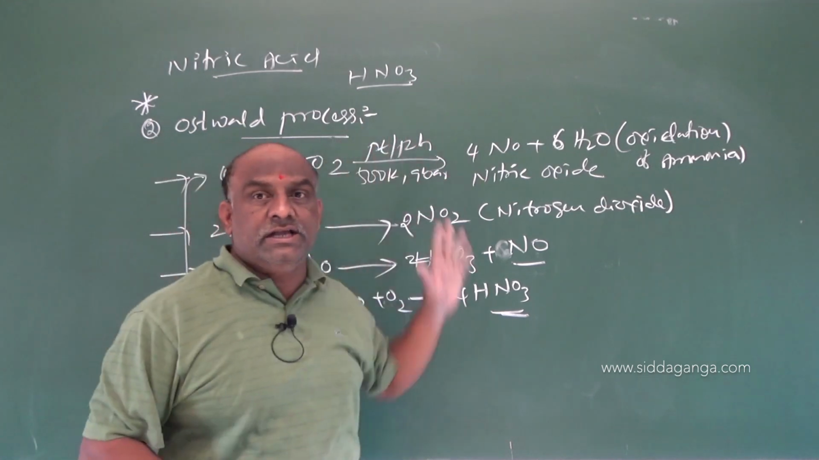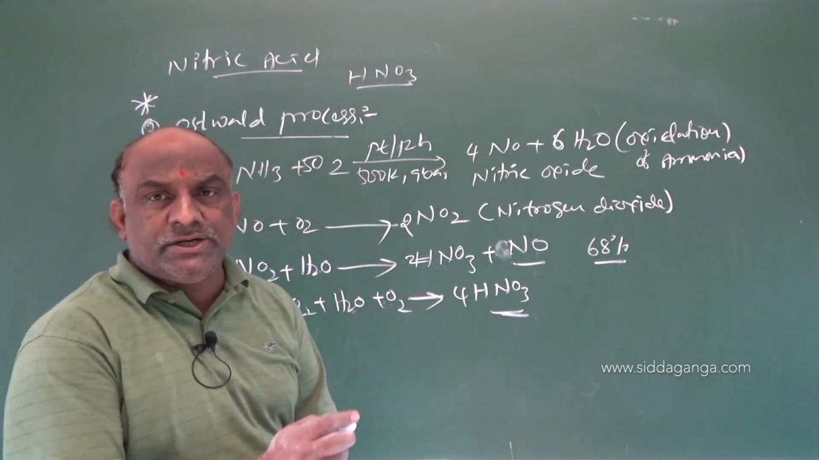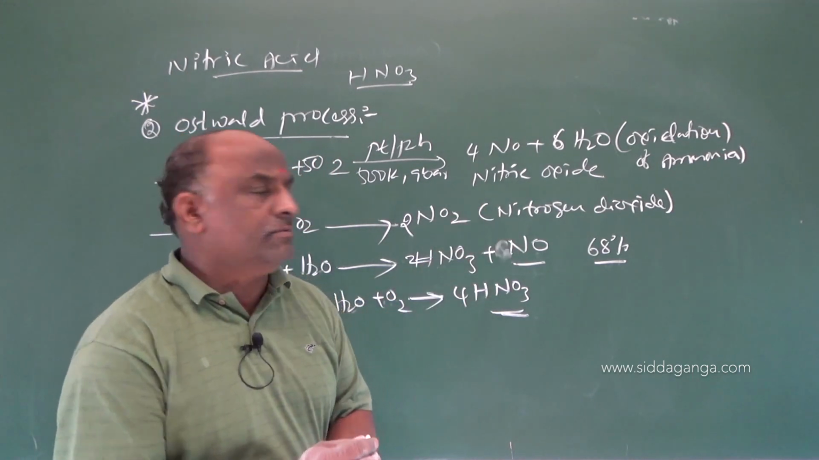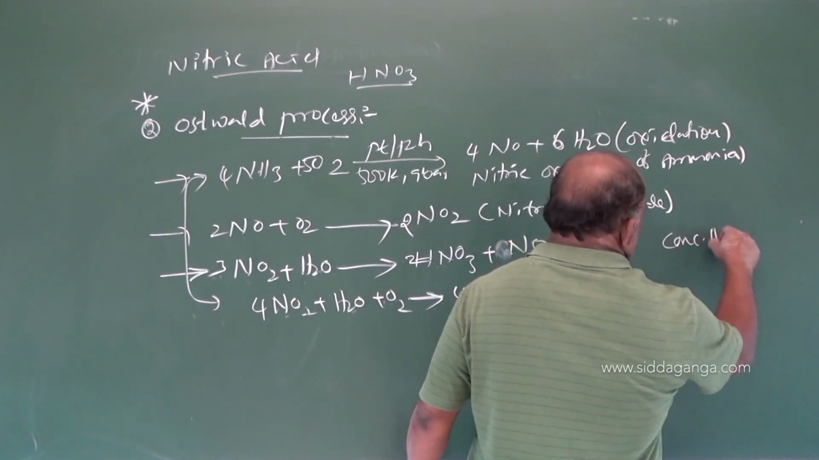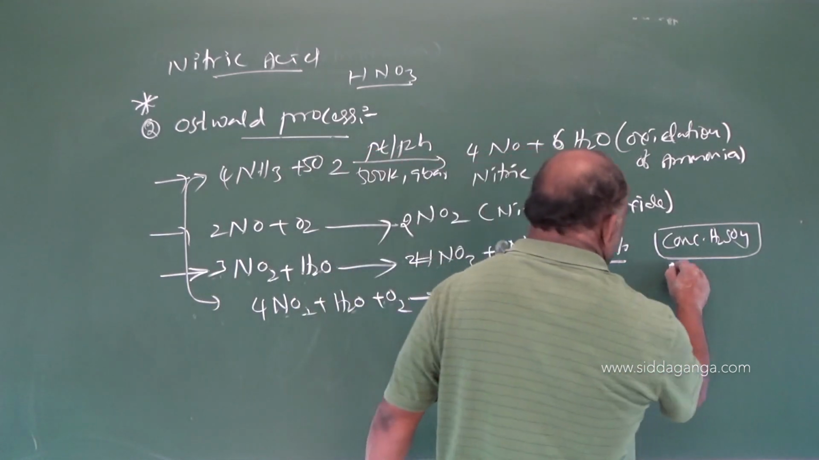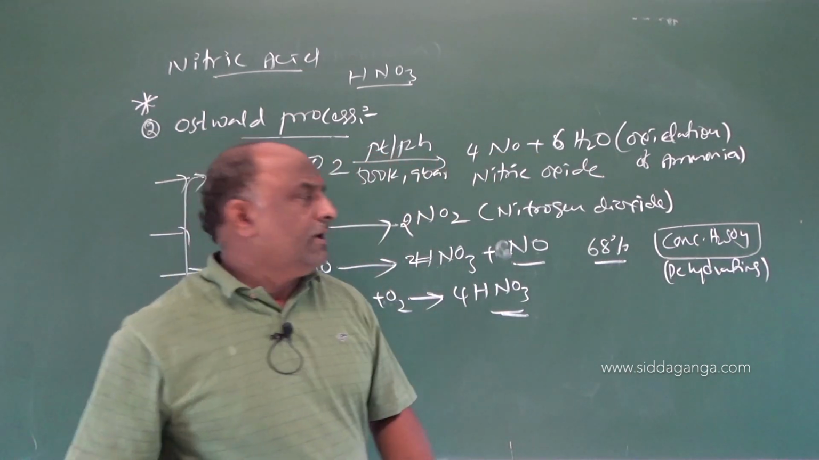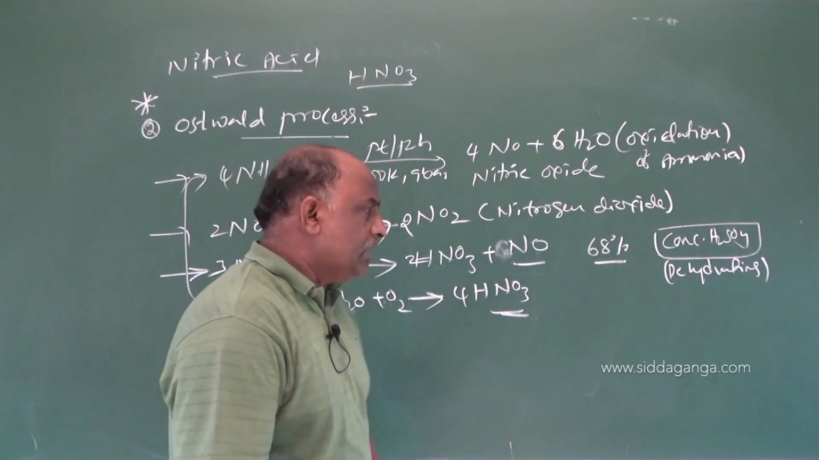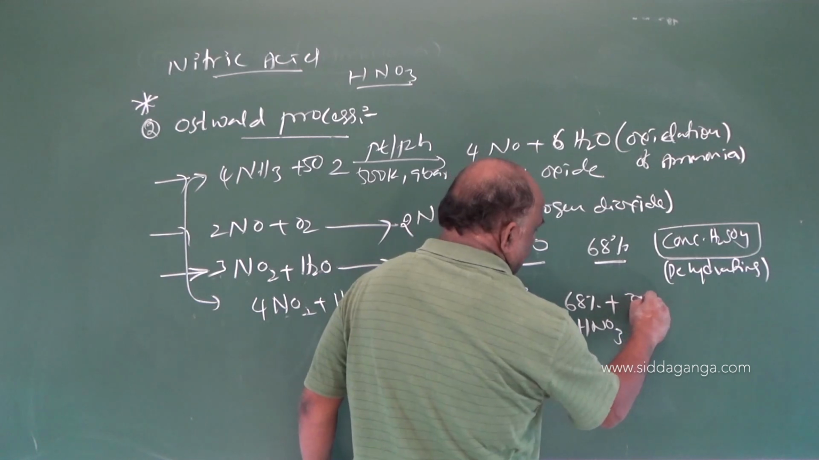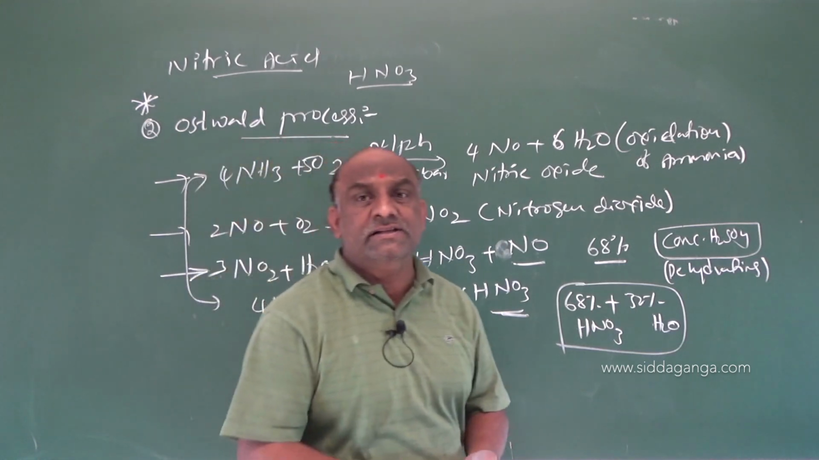Manufacture of nitric acid on a large scale. By this process, nitric acid is concentrated up to 68% only. To increase the concentration, how do we remove the moisture? Concentrated sulfuric acid acts as a dehydrating agent here. The dehydrating agent is concentrated sulfuric acid, and we get 68% nitric acid plus 32% water. This 68% nitric acid plus 32% water is called an azeotropic mixture.